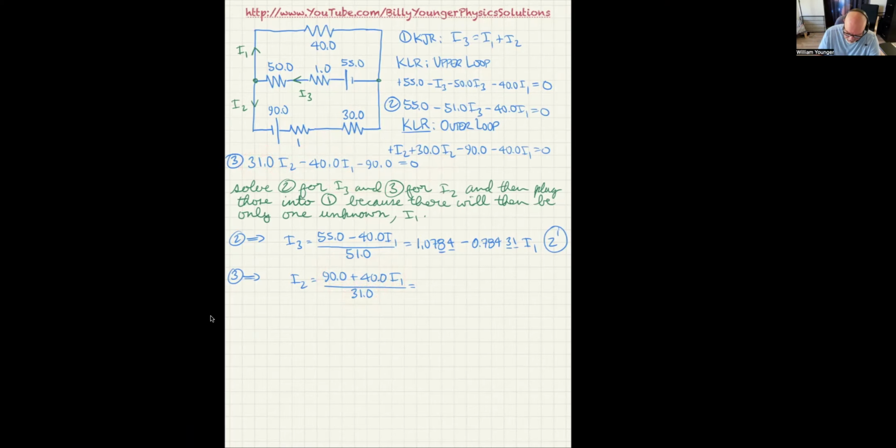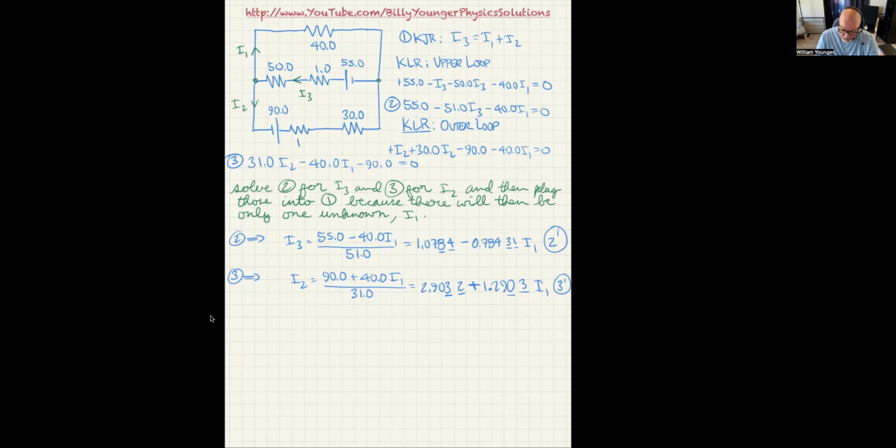And again, I'm going to carry a couple extra digits. When I do that, this is what I got. 2.9032 with the extra digits is 90 divided by 31, and 1.2903 is 40 divided by 31, with 2 extra digits. We call that equation 3 prime, again, because it is equation 3, just solved for a specific variable. So now that we have that, we see we have I2 in terms of I1, and we have I3 in terms of I1.